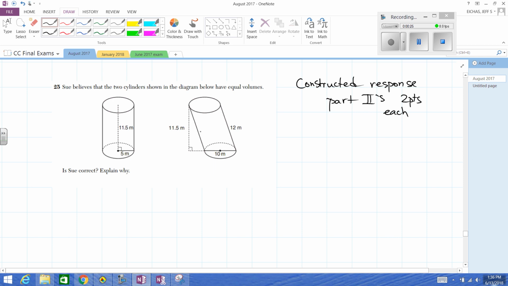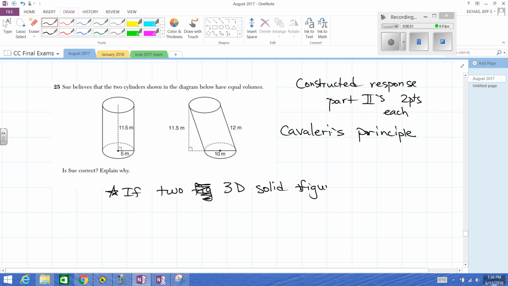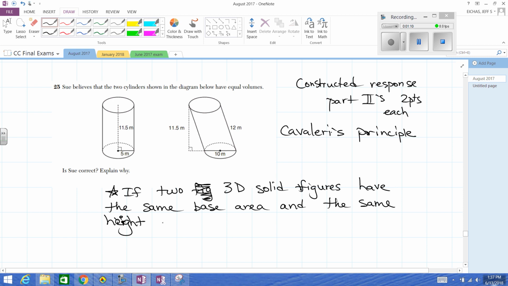Now, two cylinders have equal volumes. This is Cavalieri's principle. We've seen this a couple times on different exams. Basically, what we're saying is, if two 3D solid figures have the same base area and the same height, then their volumes are the same.